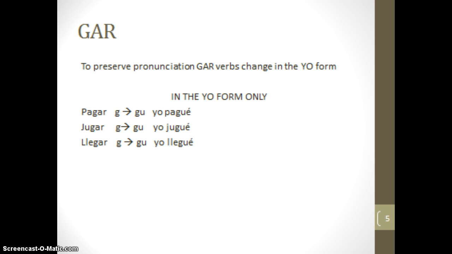Here's our gar verbs. To preserve pronunciation of gar verbs, the G turns into a GU. Okay? So it's pagué, jugué, llegué. There's an accent on the E. The endings are still the same. The only thing that we're changing is in the yo form, the G turns to GU.